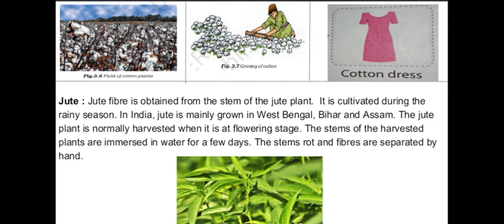The next plant fiber is jute. Jute fiber is obtained from the stem of the jute plant. It is cultivated during the rainy season. In India, jute is mainly grown in West Bengal, Bihar, and Assam. The jute plant is normally harvested at the flowering stage, and the stems of the harvested plants are immersed in water for a few days, and after that the stem, root, and fibers are separated by hand. This is the picture of jute plants.